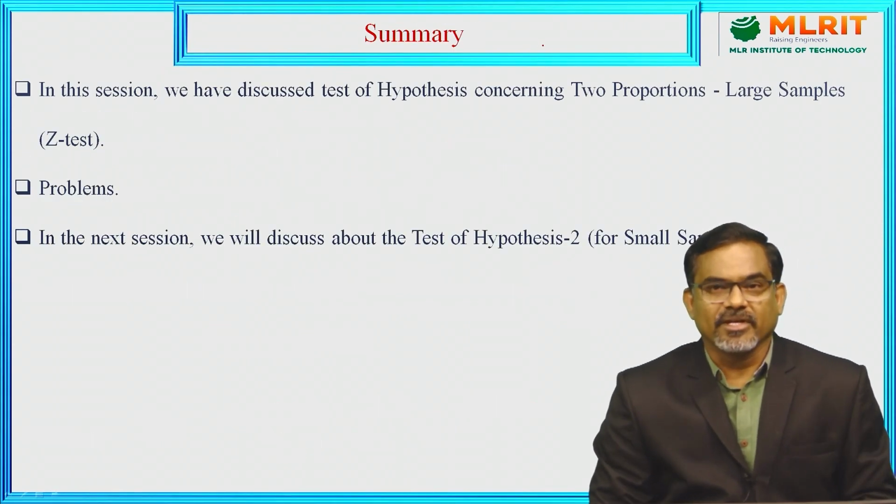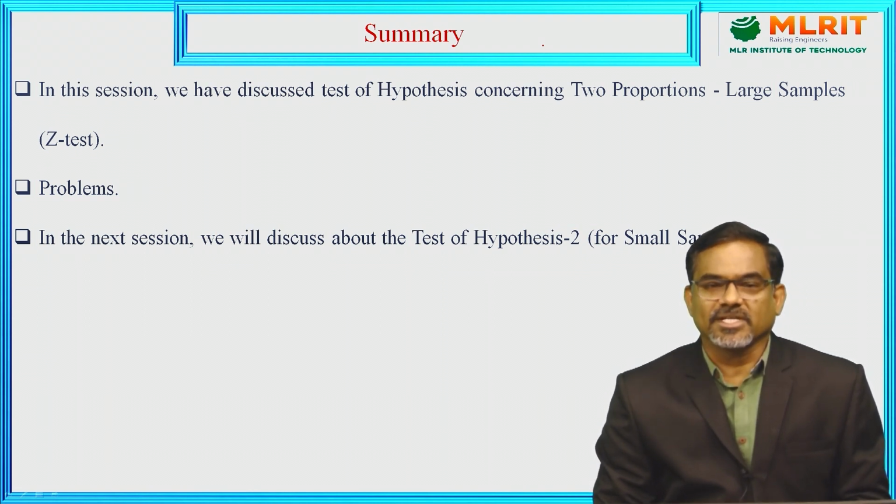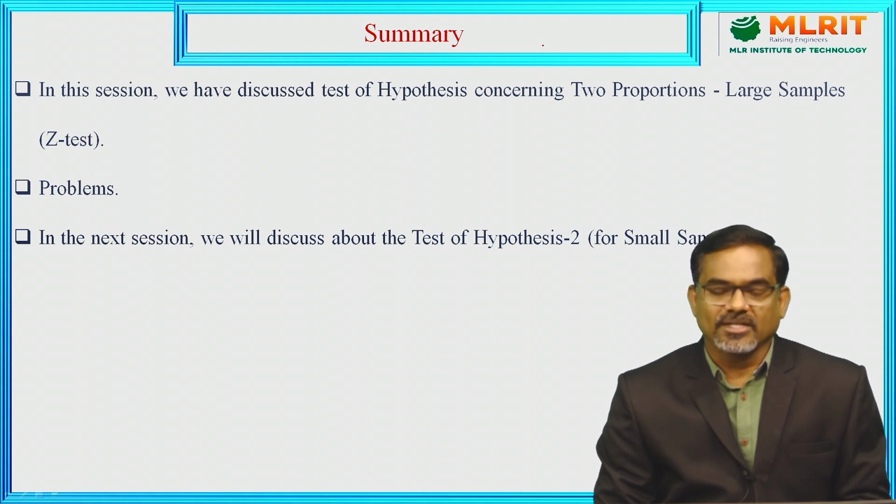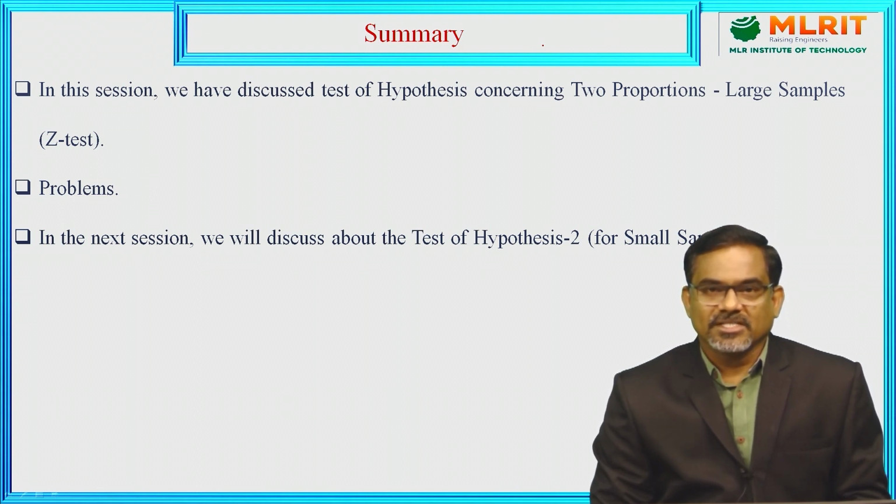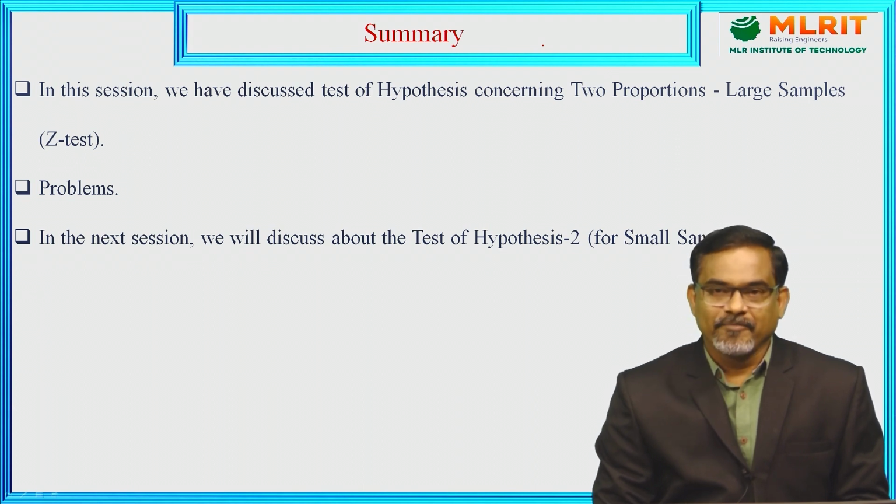And coming to the summary of the present session, in this session we have discussed test of hypothesis concerning two proportions for large samples. Here we apply the Z test since it follows the standard normal distribution, and we have discussed two problems also. In the next session we will discuss test of hypothesis for small samples: again, one mean and two mean problems, and one proportion and two proportion problems for small samples.